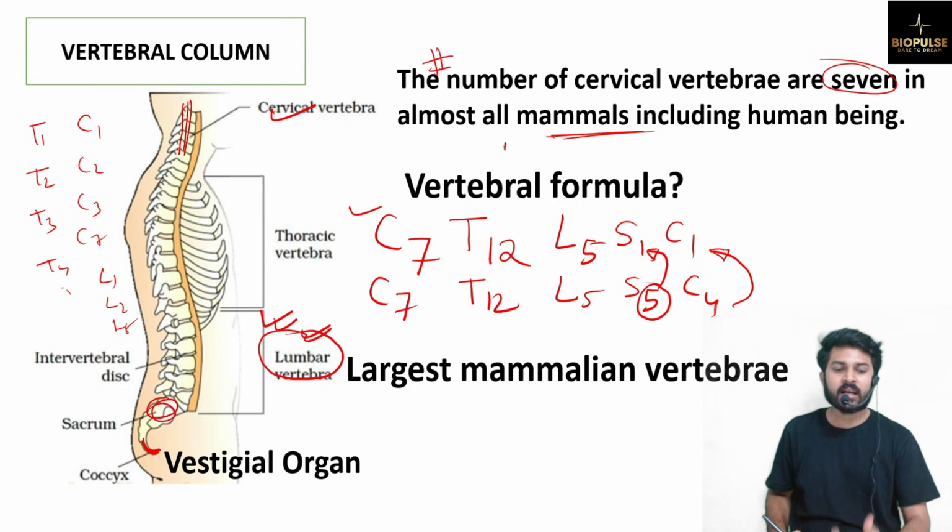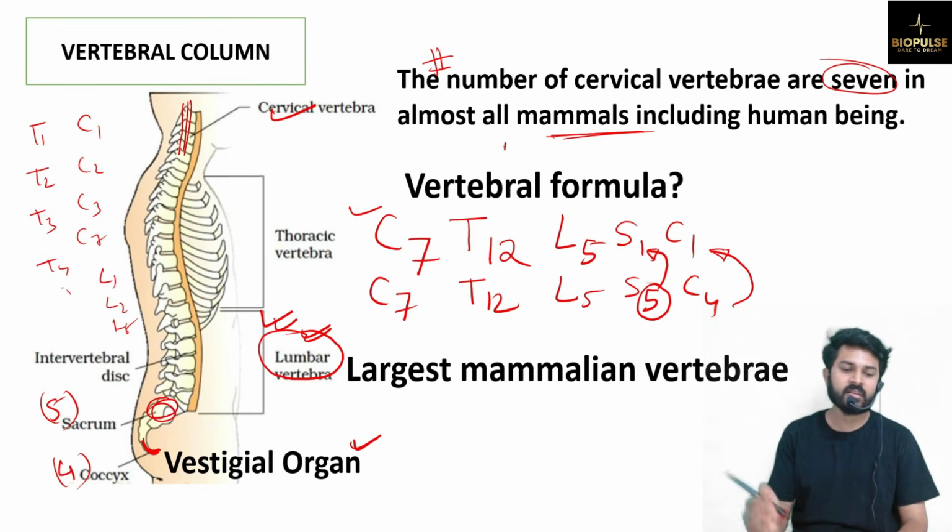Now, they can ask how many bones are fused to form the sacrum. Then you can tell 5 bones are fused to form a single sacrum. How many bones are fused to form the coccyx? You can tell 4 bones are fused together to form a single coccyx. Now, what does vestigial organ mean? In class 12th you would have studied about it; if you are in class 11th, you are going to read about it in the evolution chapter. There we will come across this vestigial organ.